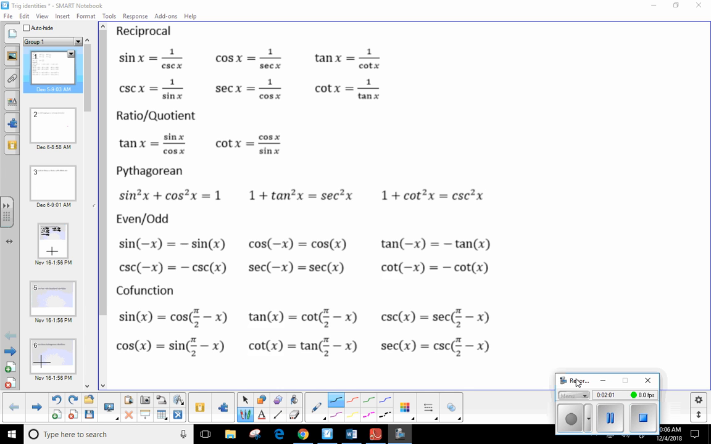They're broken down into certain categories. We have the reciprocals, ratio and quotient, the Pythagorean identities. Now, these are probably going to be the most important to you of all the other ones. Okay, you're definitely going to want to know those. We also have even and odd functions and what we refer to as cofunctions. And I've actually mentioned that word several times over the last couple of months, but today we're actually going to see what that means. So today is an introduction.